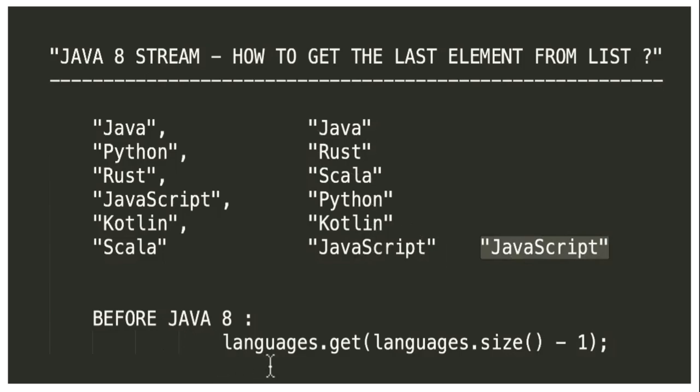So before Java 8 I can do it using the get method. I'll be providing the last index and get the last element. So how can I achieve the same thing using Java 8 syntax?